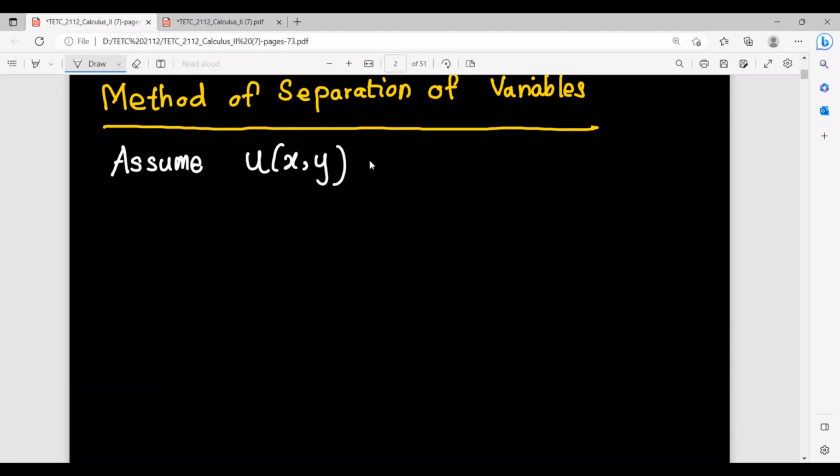So we are assuming this as a product of two functions. එක function එක අපි හිතනවා x ගේ function එක, capital X of x. මේ capital X කියන්නේ ඒක depend වෙන්නේ x කියන variable එක මත විතරයි. අනිත් function එක capital Y of y. So we are assuming u as a product of two functions. The first function is a function of variable x and the other function is a function of variable y.